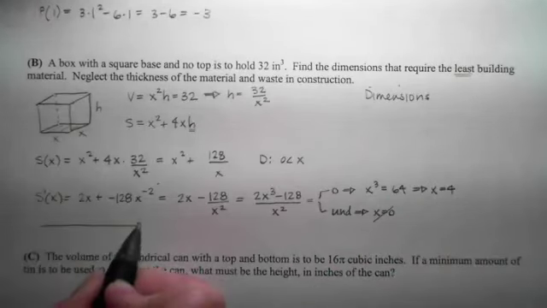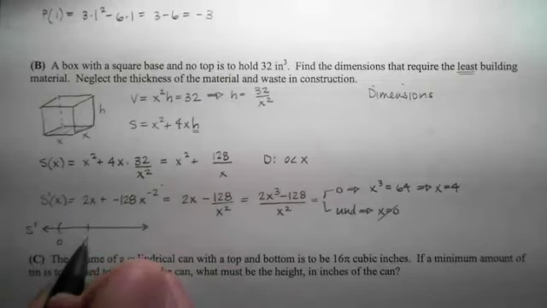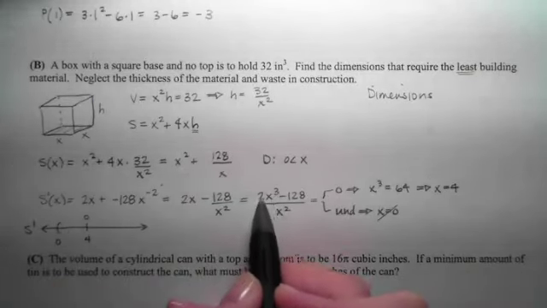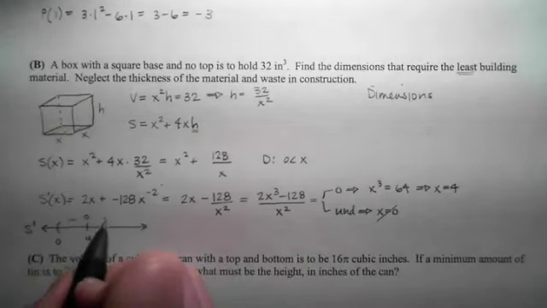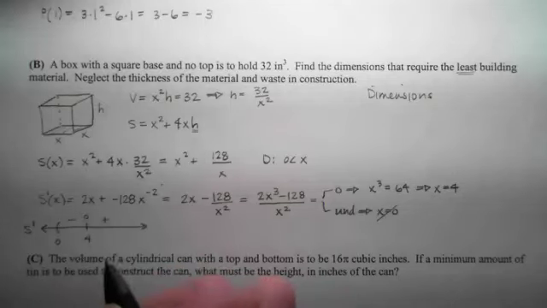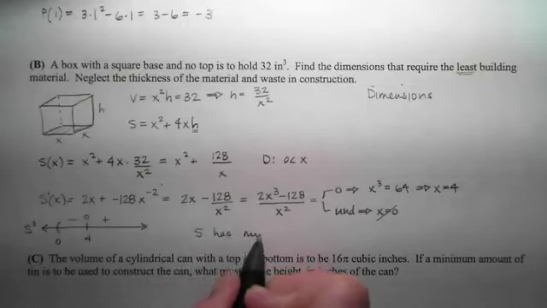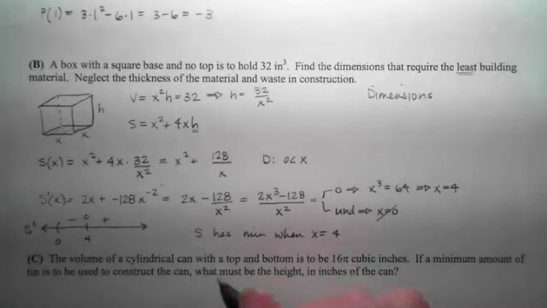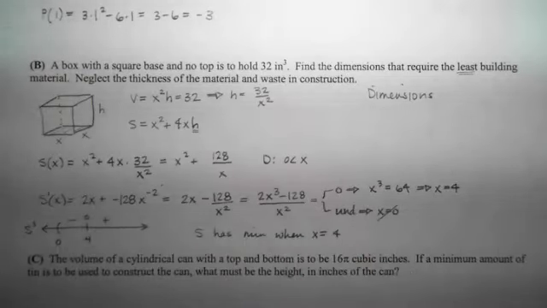So if I now analyze my sign chart for s prime, domain starts at 0. I've got a critical value at 4. Prior to 4, say at 2, this number will be smaller than the 128, so I'll end up with a negative on the top followed by a positive. So I do have a minimum when x is 4. If this were a free response, I could say s is minimized when x equals 4 because s is continuous on its domain, and s prime changes from negative to positive.